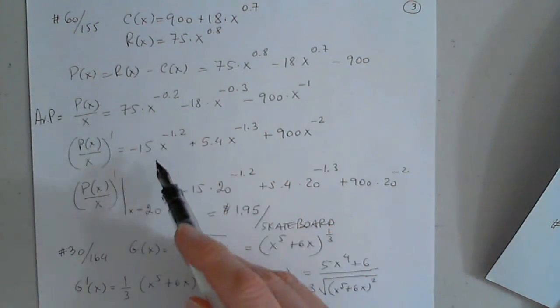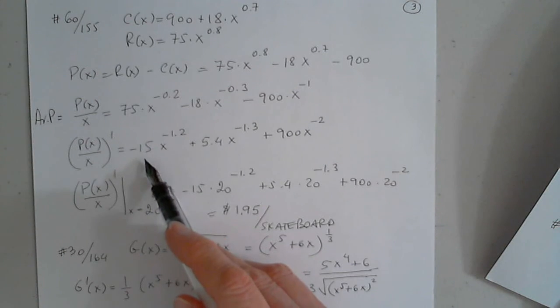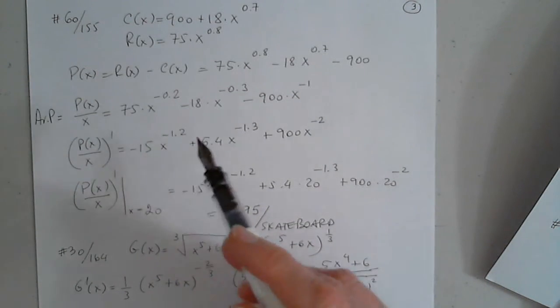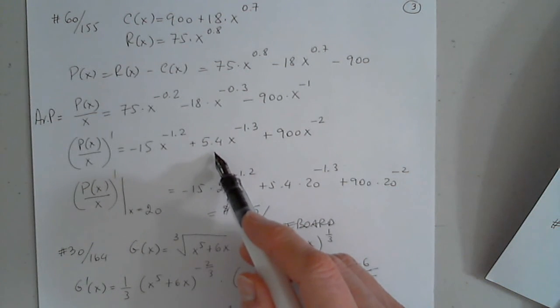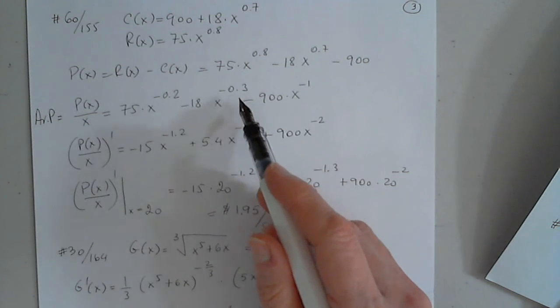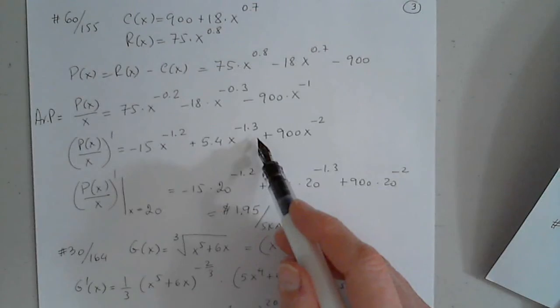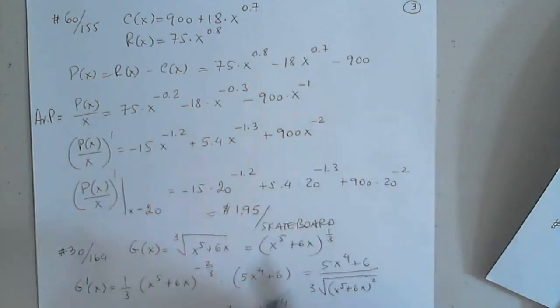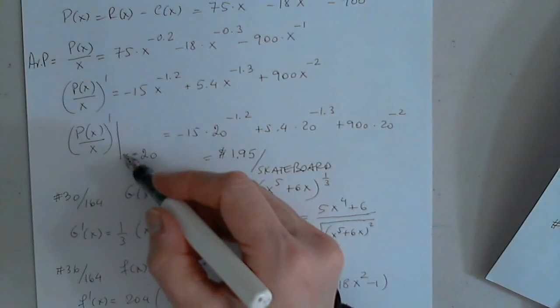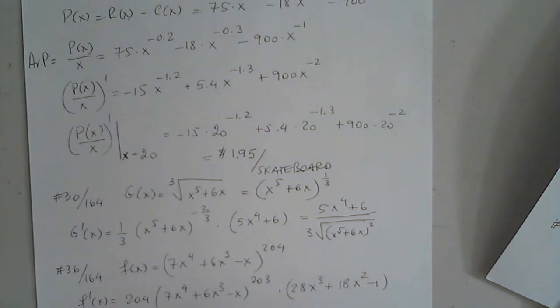Bring down negative 0.2, multiply by 75, I get this. Subtract 1 from the power. Bring down negative 0.3, multiply by this, 5.4, subtract 1 from the power. Negative 0.3 minus 1 is negative 1.3. Bring down the power, changes into positive, subtract 1 from the power. At this point, I'm asked to evaluate the function when x is 20.